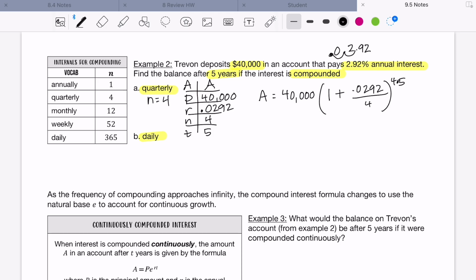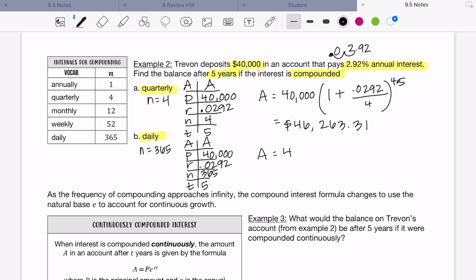And then you're going to plug it into your calculator. And then you're going to get that this equals $46,263.31. And then if he does it daily, these charts are just a way for us to organize our information and just give us a second to make sure that we have plugged all of our numbers into the right variable. Daily is going to be 365 for N, and it's still 5 years.